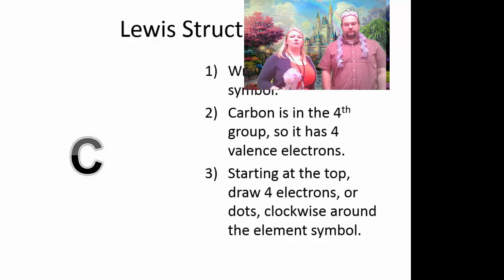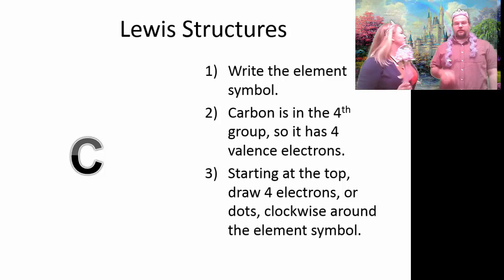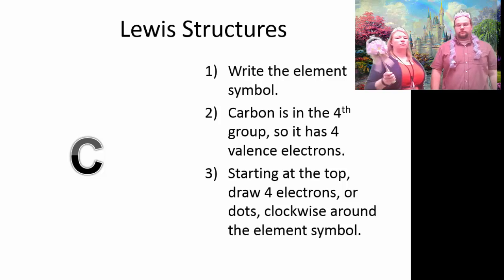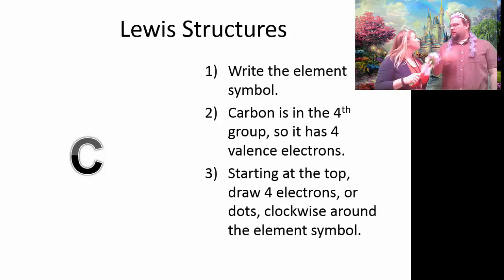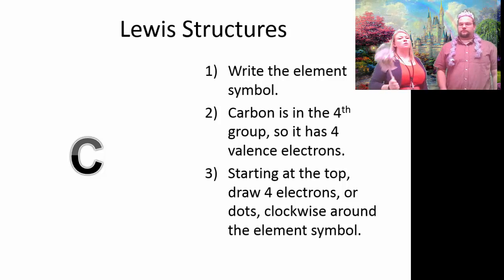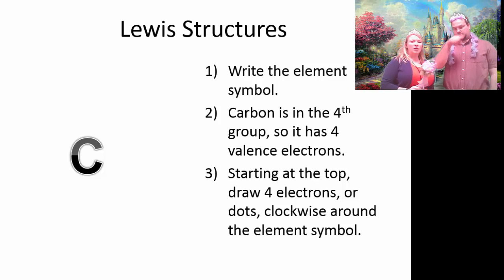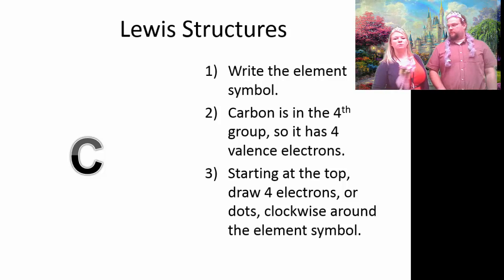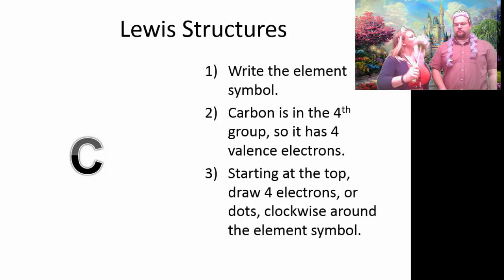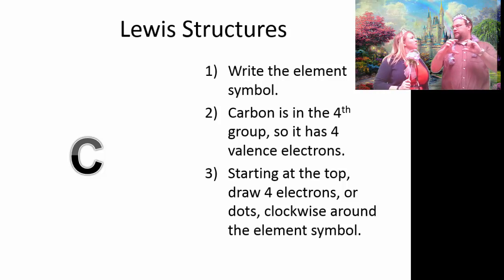All right, so let's take a look at how we do this. First thing you do is you write the symbol. Carbon is C. Carbon is in the 14th group, so we know that it has 4 valence electrons. When I'm drawing the Lewis structure, I write the symbol first, and then I start at the top of the element and work my way clockwise around, placing a dot for each valence electron I have. So it's like one on each side. Exactly. If we were to think of a box around it, one would go around the outside.